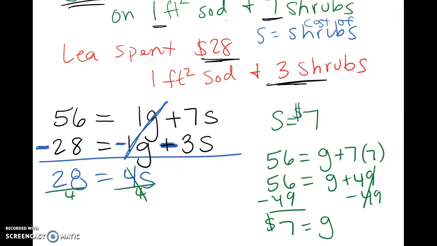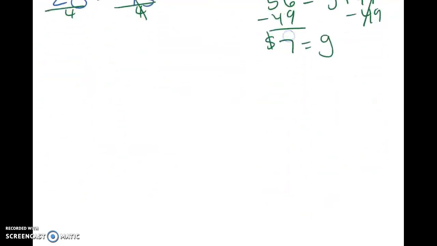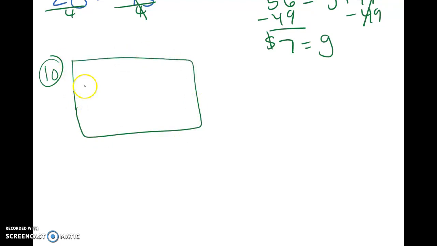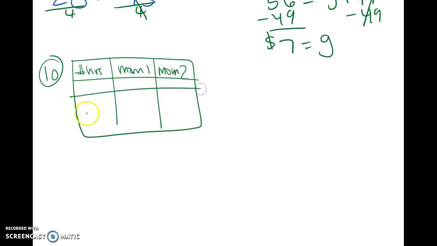Okay, so the last one that I want to go over with you is number 10. Number 10 says, 2 different moms want to hire you to watch their kid. Below is what they are offering. So I'm going to make a quick chart here. So this is the number of hours. This is mom 1, and this is mom 2.